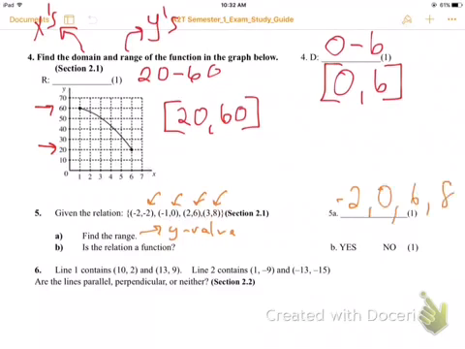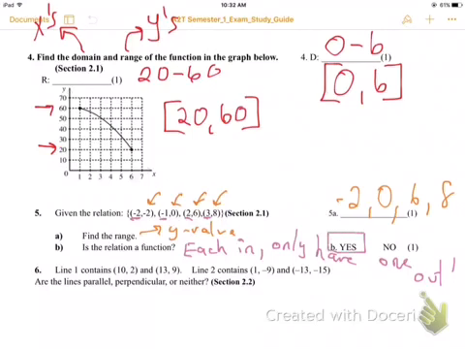Is the relation a function? When they're asking you about a function, you have to remember that each input can only have one output. So the only way I can prove it's not a function is if I have the same input with two different outputs. So my inputs are my x's, -2, -1, 2, and 3. None of them are the same, so yes, it's a function.